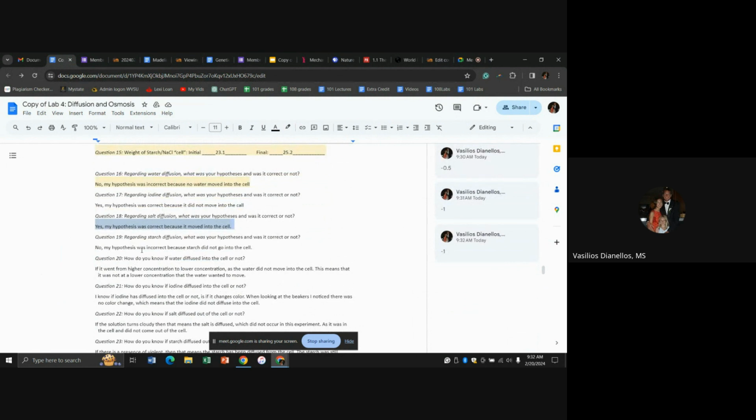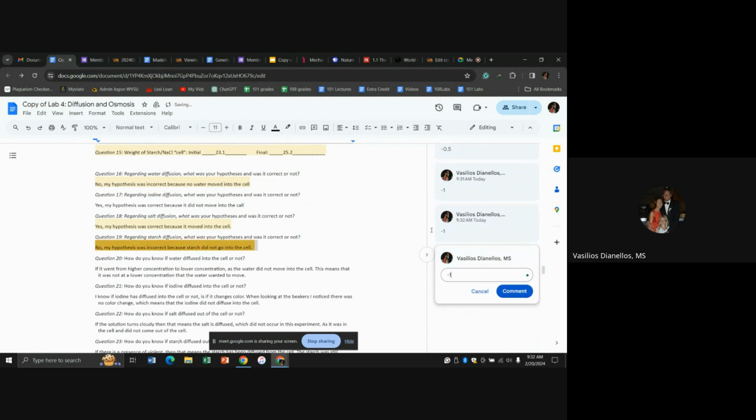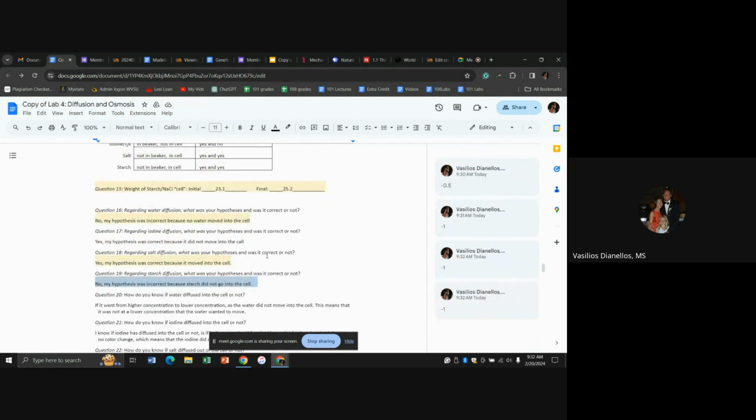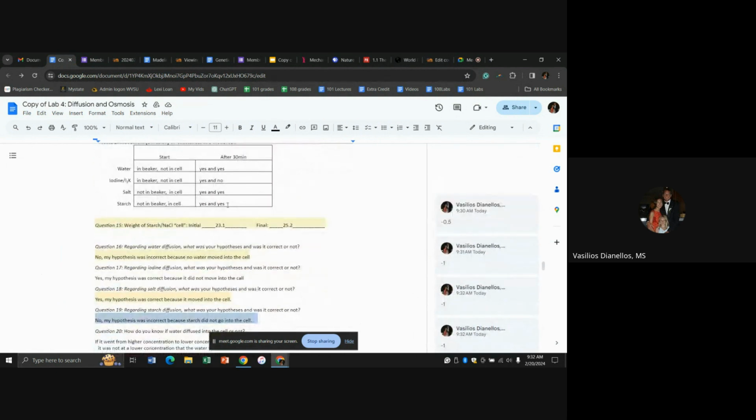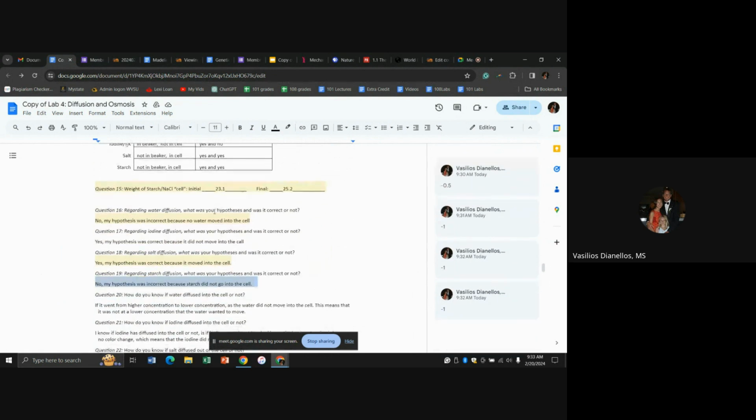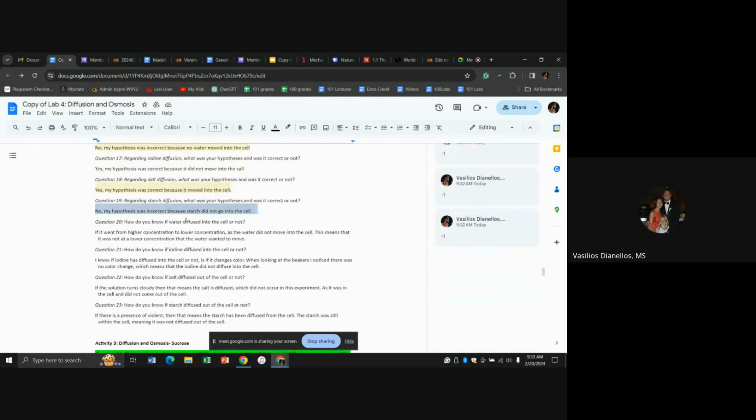No, my hypothesis was incorrect because starch did not go into the cell. Once again, yes, starch was already in the cell, right? So of course it didn't go into the cell. It could not go into the cell, but it was in the cell, right? And again, had we properly addressed the question originally, well, then we could address this, right? The fact that starch did leave the cell.